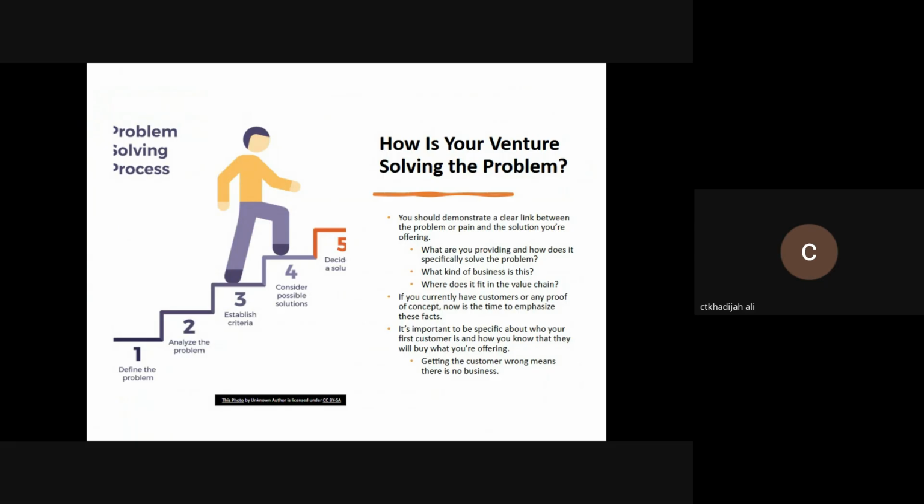If you currently have customers or any proof of concept, now is the time to emphasize this fact. That's why the proof of concept, the POC, is important. It is important to be specific about who your first customer is and how you know that they will buy what you are offering. Getting the customer wrong means there is no business. So that's why you have to really make sure you are targeting the right customer.